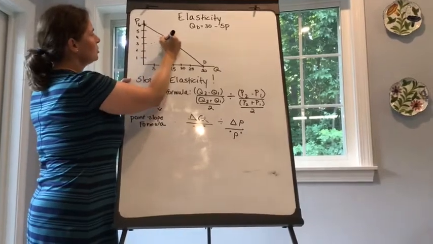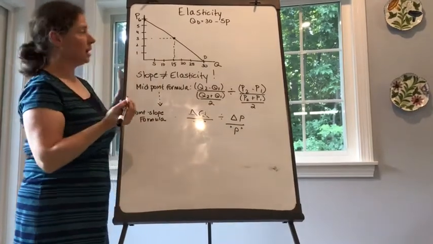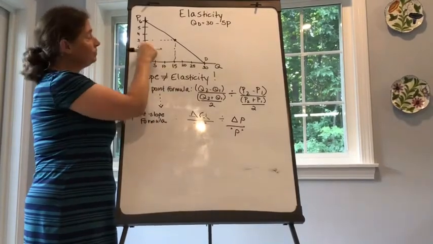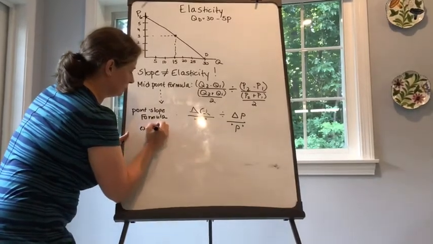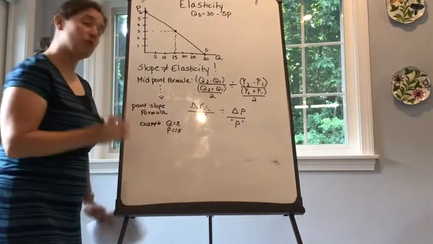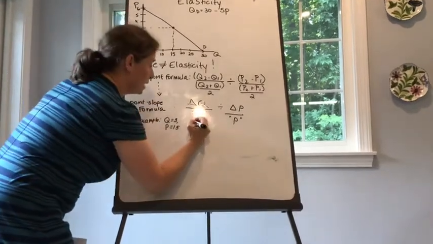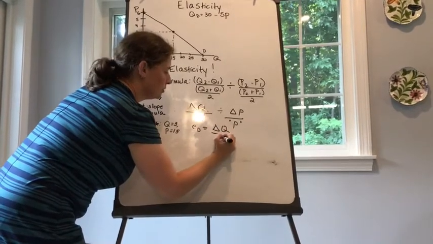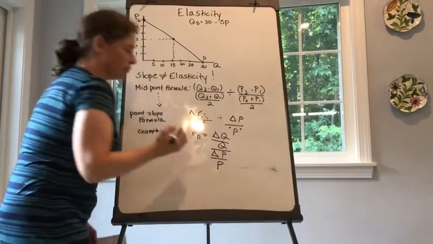In fact, because we're talking about the midpoint formula, I'm going to go to the midpoint of this demand curve. The midpoint of this demand curve corresponds to a quantity of 15 and a price of 3. So we'll say example, Q equals 3, P equals 15. We'll come back and plug those values in just a minute. But I'm just going to rewrite my elasticity formula here: delta Q over Q divided by delta P over P.